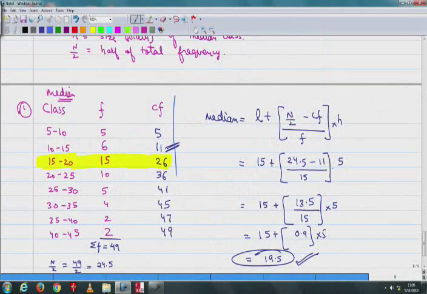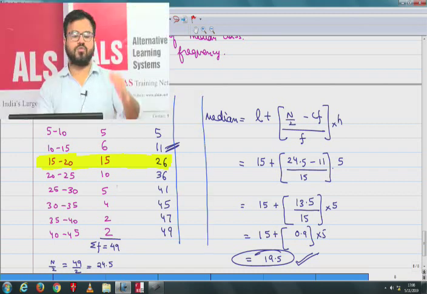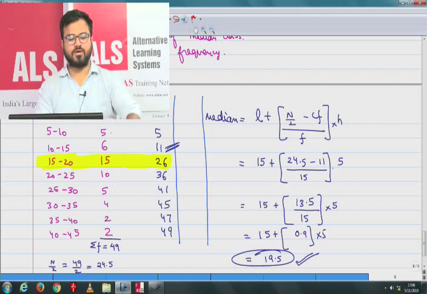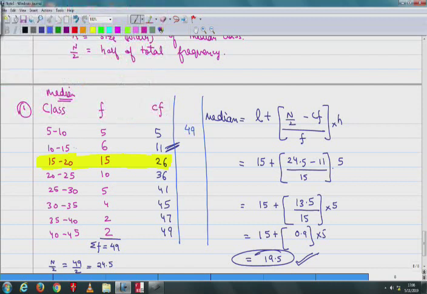Suppose we want to find the cumulative frequency of more than type, like more than 5. So more than 5 means all the values, which total is 49. Now more than 10, we will subtract this 5, so it will be 44. Now more than 15, we will subtract this 6 also, that will be 38. Then more than 20, we will subtract this 15 from 38, that will be 23. Then subtract 10, that will be 13. Subtract 5, that will be 8. Subtract 4, that will be 4. And subtract 2, that will be 2. So this is the cumulative frequency of more than type.